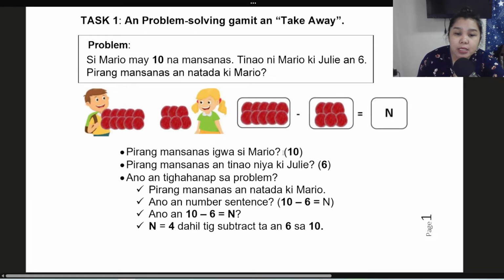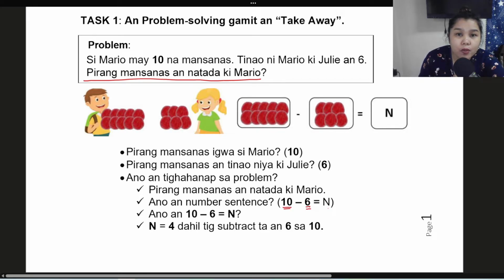So, pirang mansanas igwa si Mario, 10. Pirang mansanas ang tinaw niya kay Julie, 6. Anong tigahanap sa problem? Pirang mansanas ang natada kay Mario. So, this is located usually on the last part. If the question is ano ang tigahanap? Ano ang number sentence? So, 10 minus 6 equals n. So, 10 na meron si Mario, 6 yung binigay equals n.